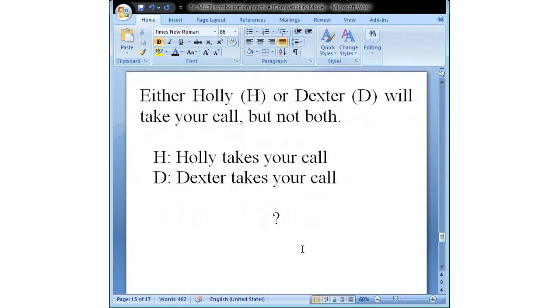Either Holly or Dexter will take your call, but not both. Take your time. Don't punch it in just yet. Either Holly or Dexter will take your call, but not both. Type it in, folks, when you're ready. You may click.